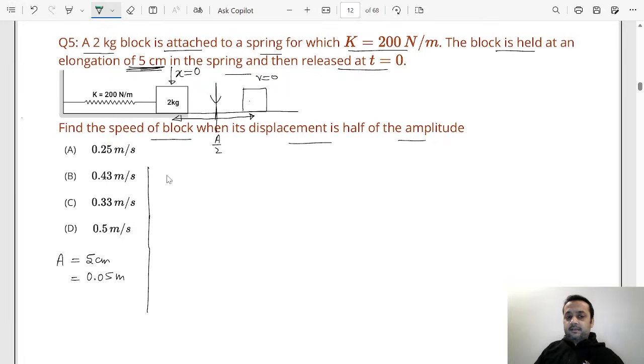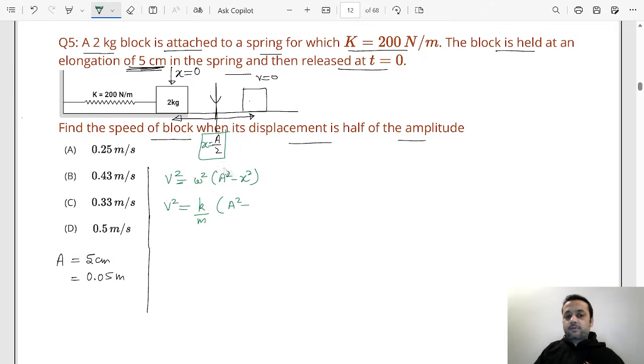The speed versus position relation in simple harmonic motion is v square equals omega square into a square minus x square. The omega of simple harmonic motion in a spring block system is under root k by m. So omega square will become k by m, and that will be into a square minus x square. We want the speed at x equals a by 2, right?